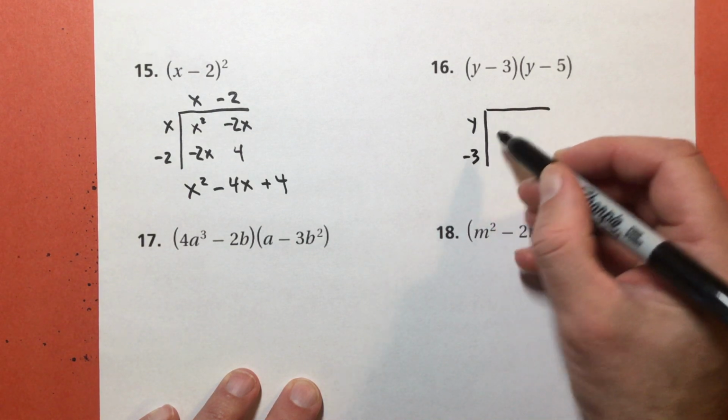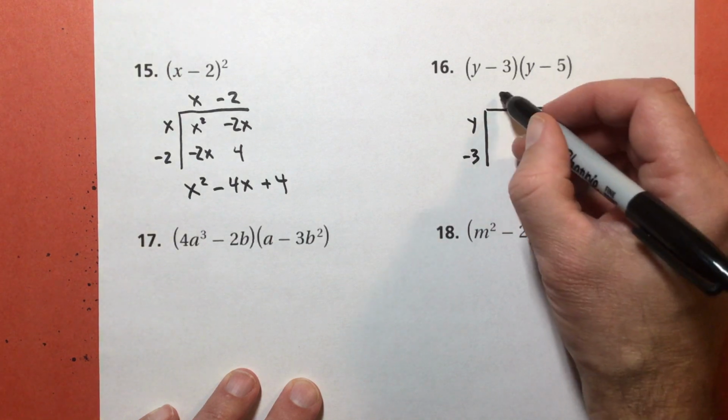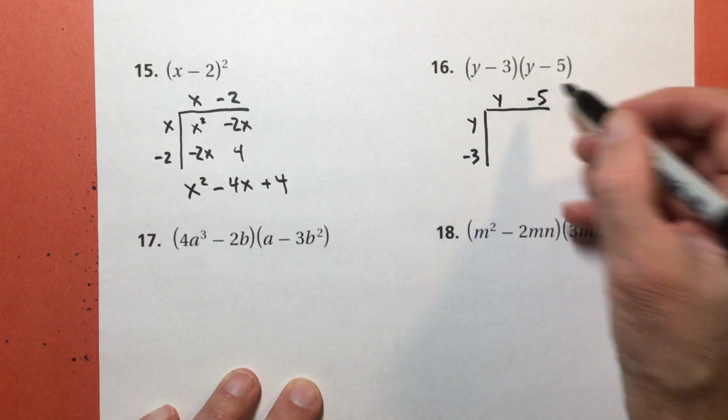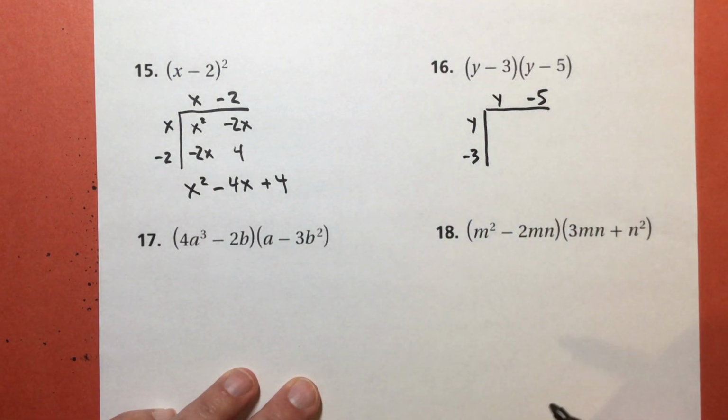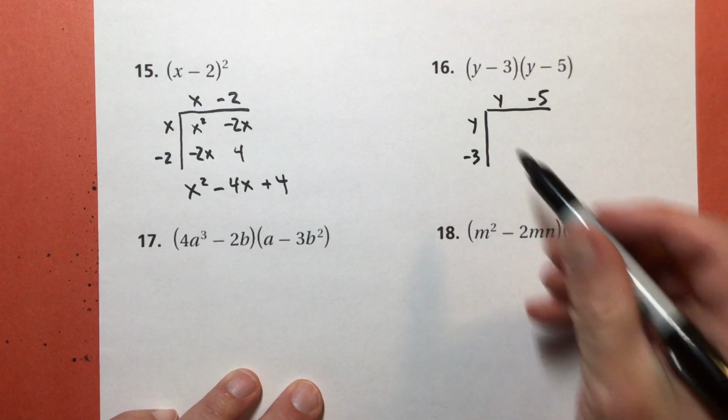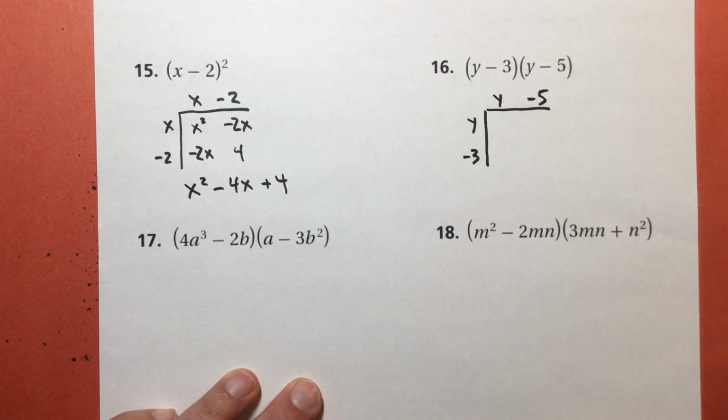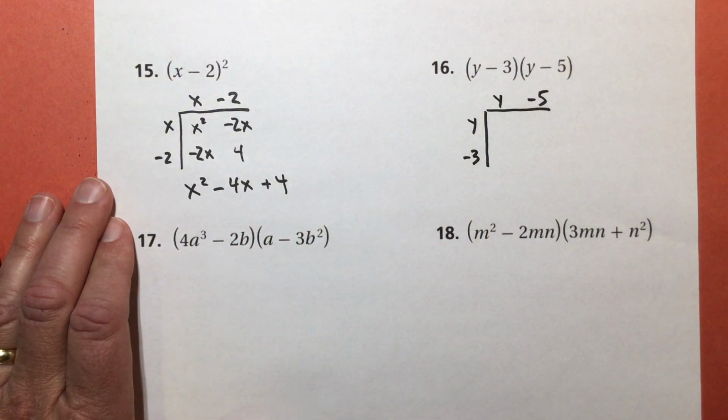Y subtract 3, so this one goes along the side. Y subtract 5, this one goes across the top. Oh, by the way, it doesn't matter which side you put them on, okay? I just try to be consistent because I know you guys are learning a lot of information here. So if I throw in there, hey, by the way, it doesn't really matter, then that sometimes causes confusion.